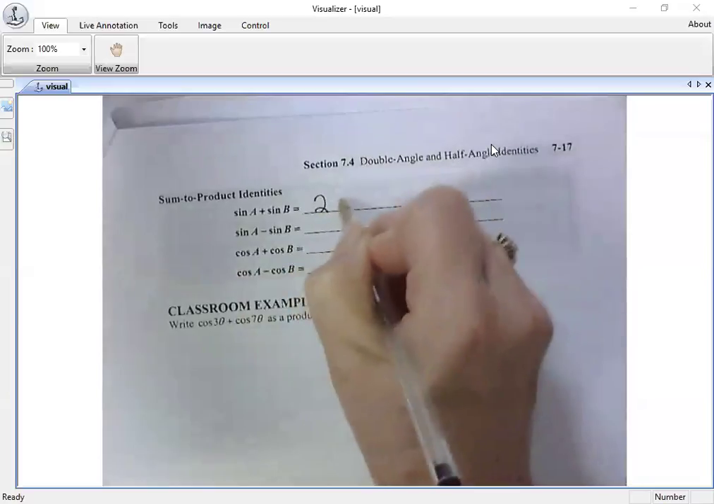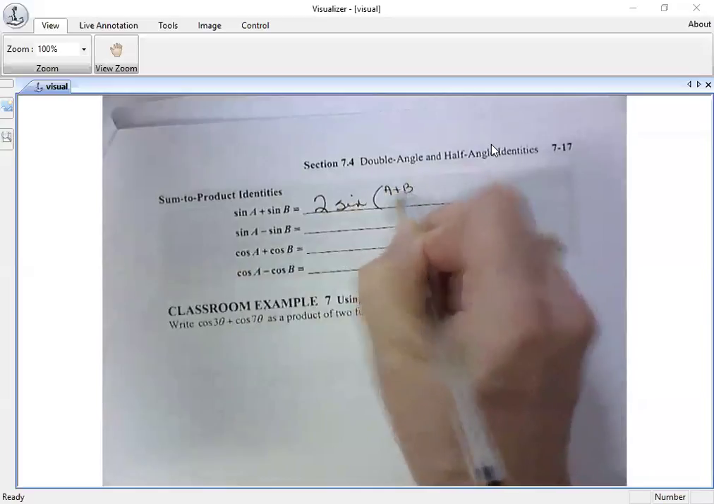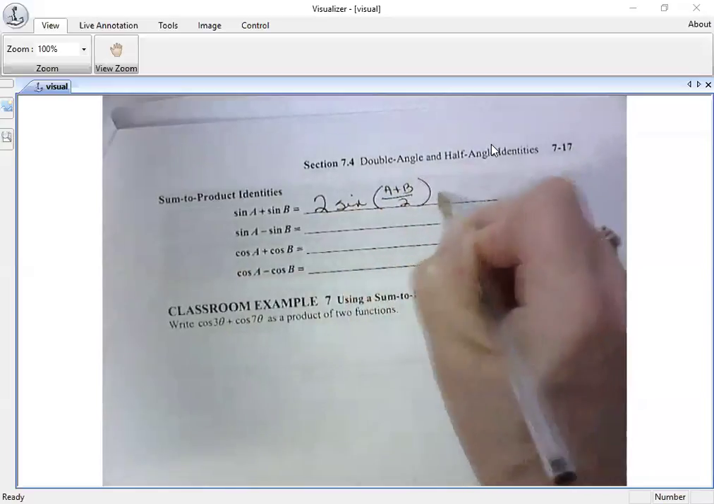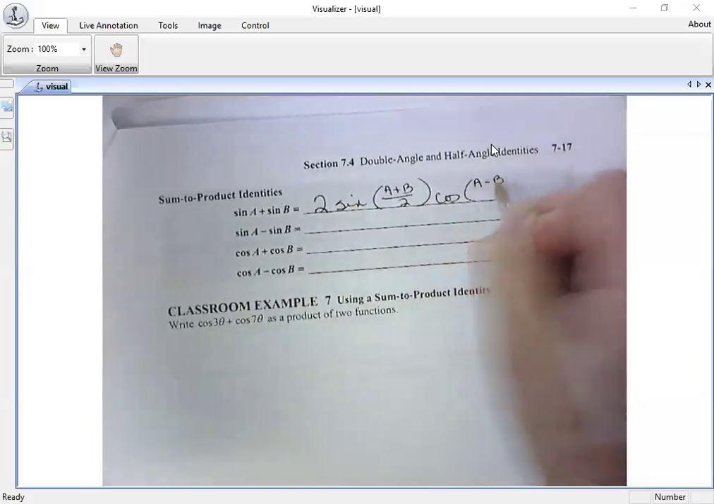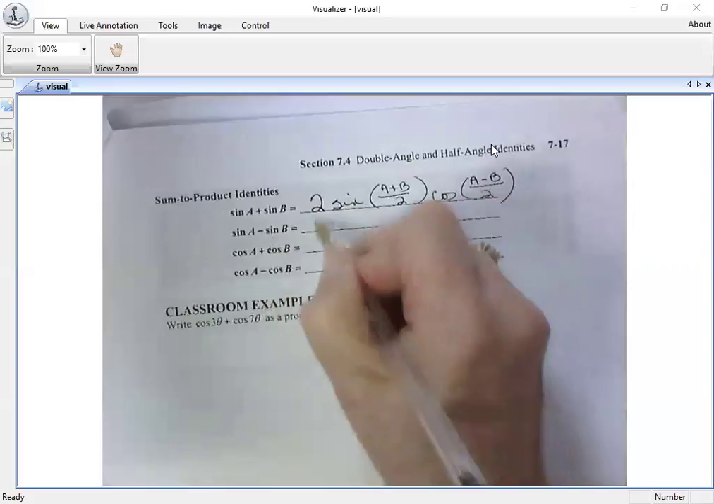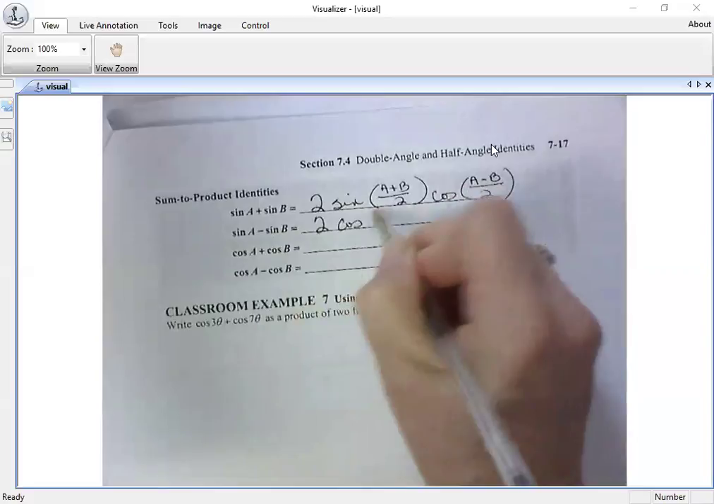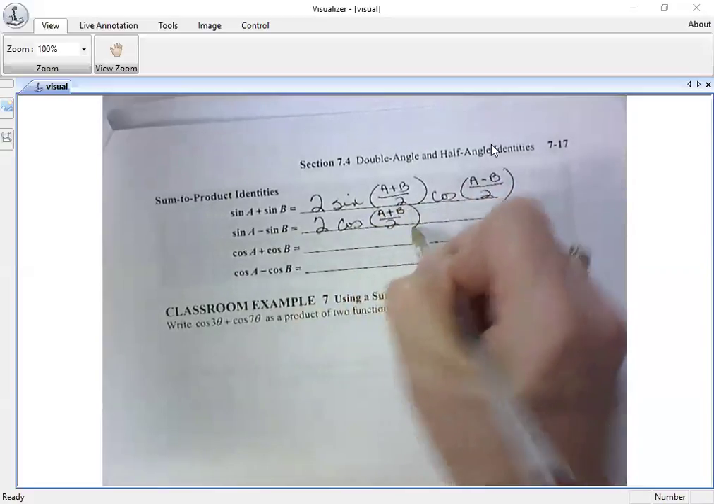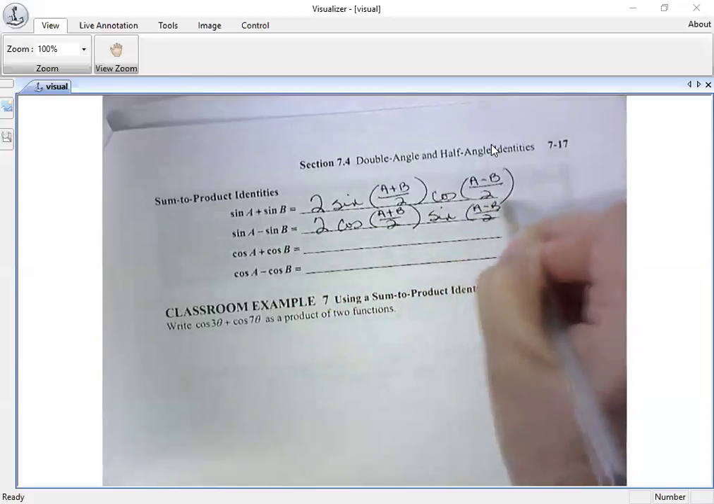2. And that gets multiplied times the sine of, and I'll take A plus B and divide it by 2, times the cosine of A minus B, and that gets divided by 2. Okay? Now when I'm taking the difference, I still have 2, and I multiply that times the cosine of A plus B divided by 2 times the sine of A minus B divided by 2.